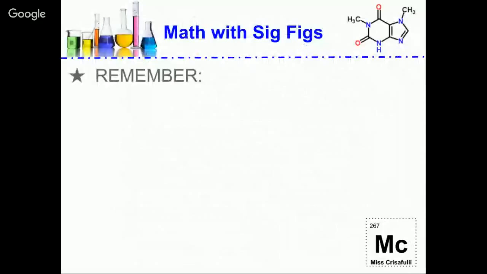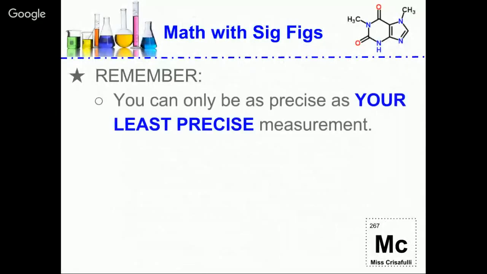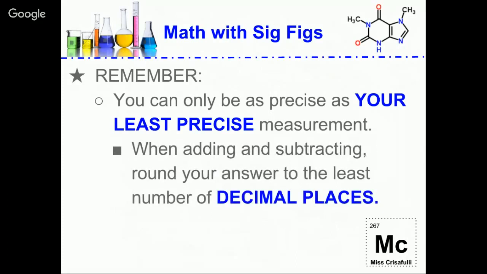So what about math with significant figures? We're going to have to do math. This is chemistry class. Remember, you can only be as precise as your least precise measurement. So what does that mean? When you're adding or subtracting, you're going to round your answer to the least number of decimal places.